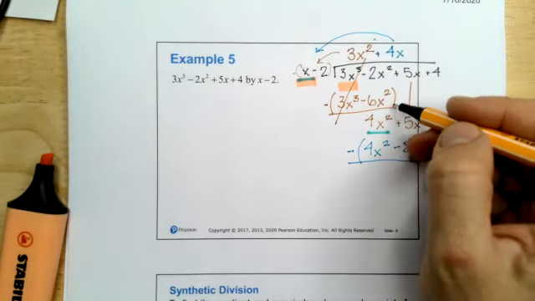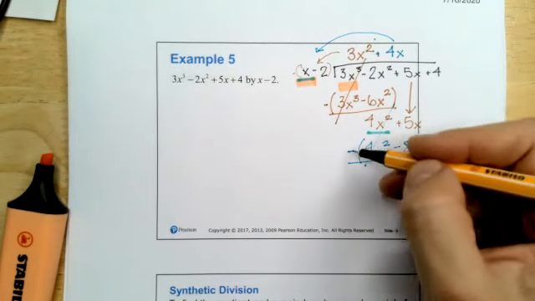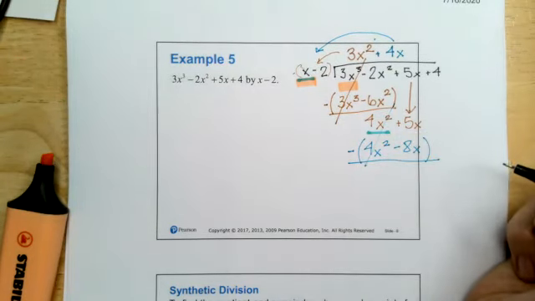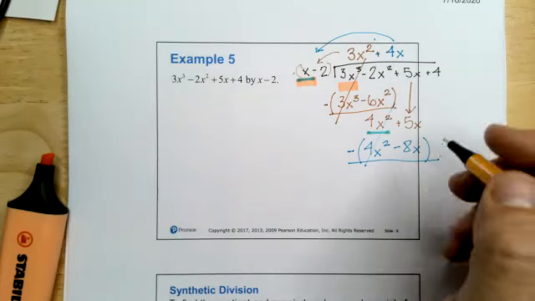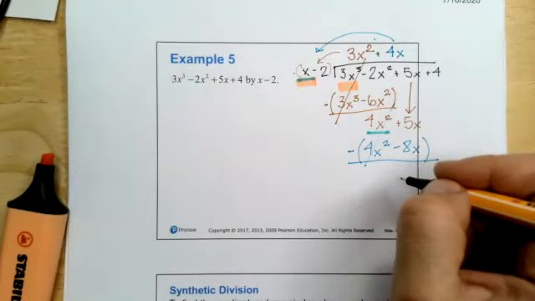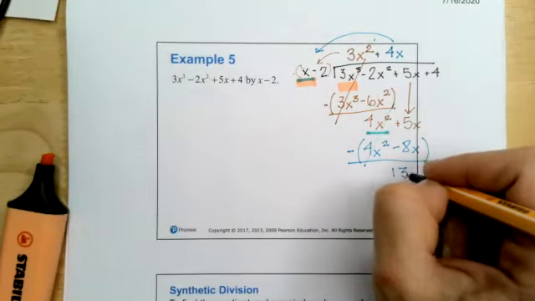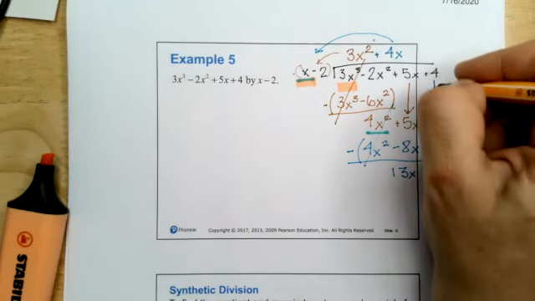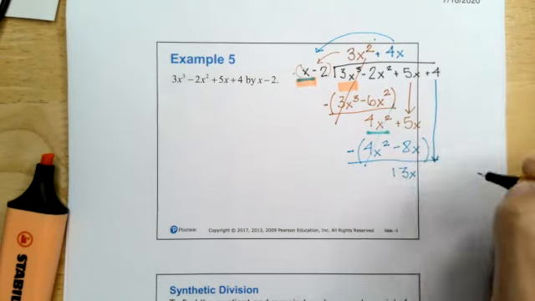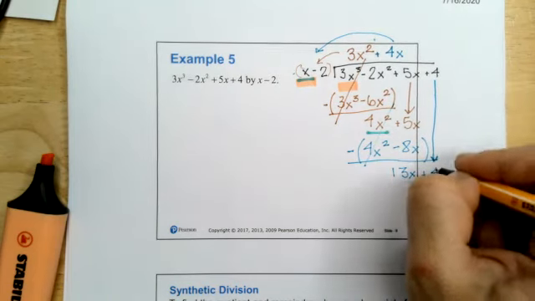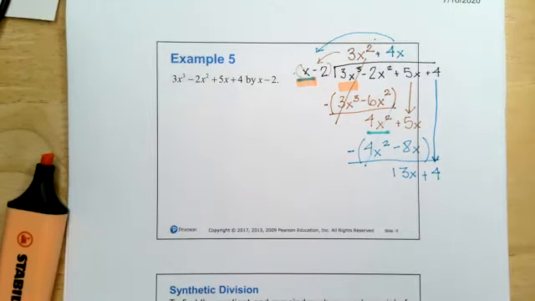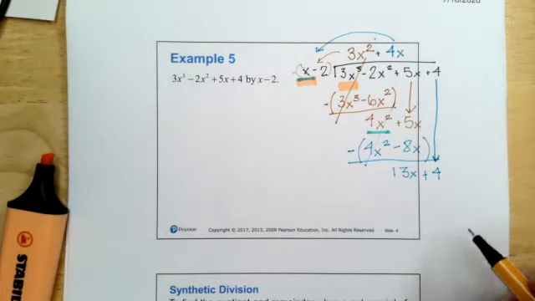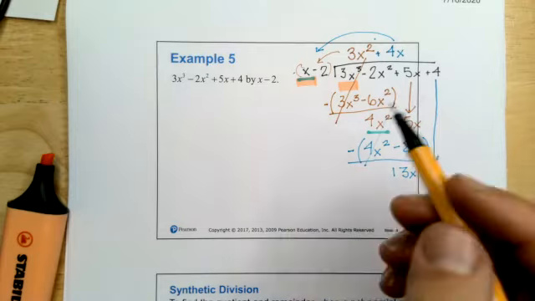4x squared minus 4x squared, those cancel. Positive 5x minus a negative 8x. Remember, minus a negative is the same as adding. So 5 and 8 is 13x. Again, you want to bring down the next term. 13x plus 4. And this is your last term. Anything after this is going to be a remainder because you can't bring any more terms down.